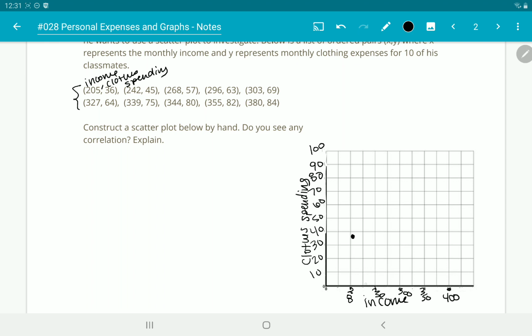242, 45. So about here. This is 200, this is 250, so 242, 45 is about up here. It doesn't have to be perfect, just around the right place. 268, 57 will be about here. 296, 63, almost 300 and up to 63. 303, 69, so a little over 300 up to 69. 327, 64, so past 325 and then up to 64.